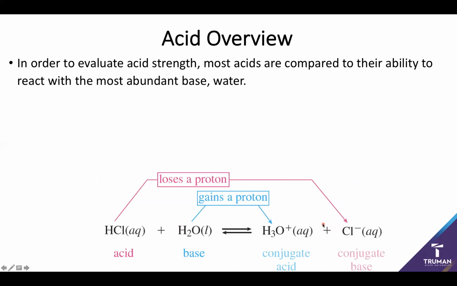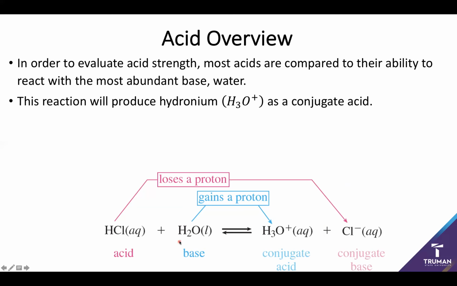Now, one of the big things we're going to be doing as we're looking at acids and bases is to try and evaluate the strengths of an acid and base. And we're going to do this by looking at the ability of an acid to lose a proton compared to the most common base we're ever going to find, water. And so this is called an acid dissociation reaction. We'll talk about it a lot more in the future. One of the key features of this reaction is as the proton moves from the chloride to the water, it's going to generate hydronium as our conjugate acid.